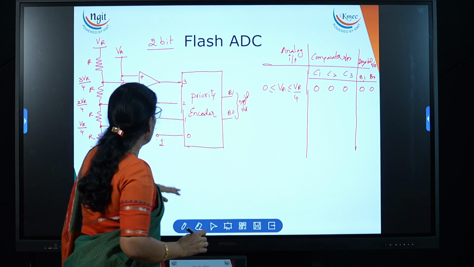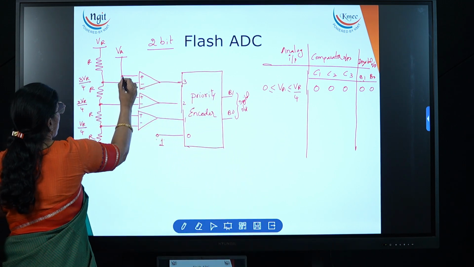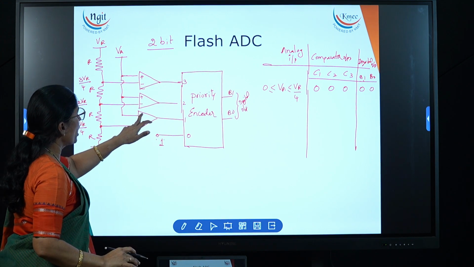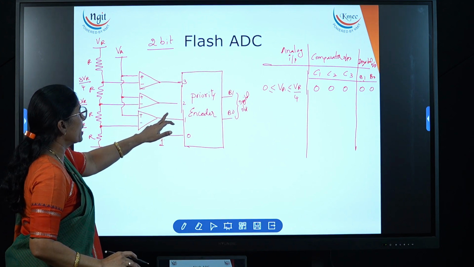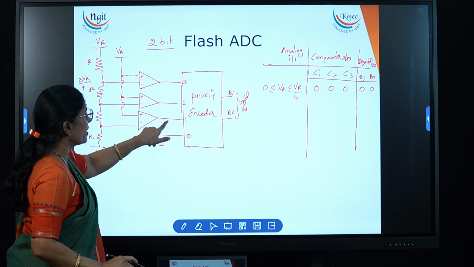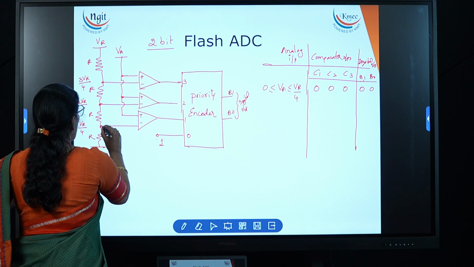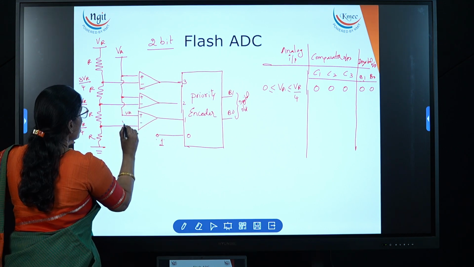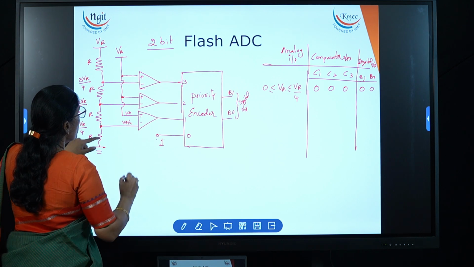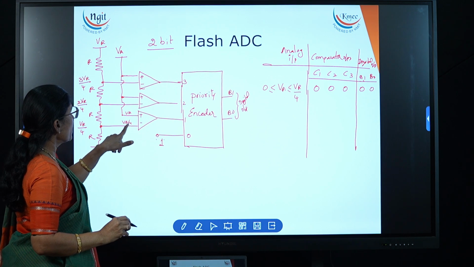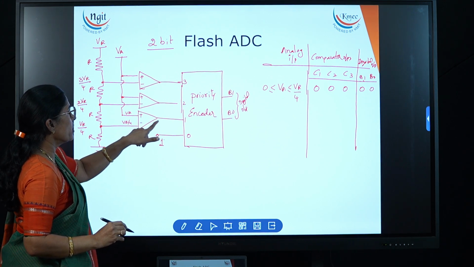Now let me explain that. Here I am applying the comparator. Already you know that for a comparator, if the positive value is more, then we will get the logic 1 over here. If the negative value is more, then we will get the logic 0. Now here VA is applied, and here it is V reference by 4. If the VA value is more, then we get the logic 1. If the V reference by 4 is more, then we get the logic 0.